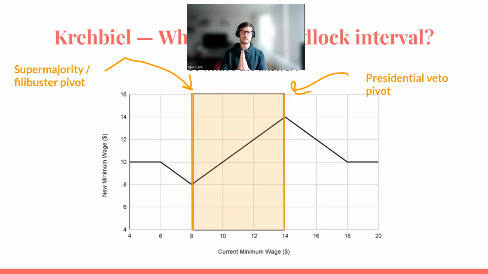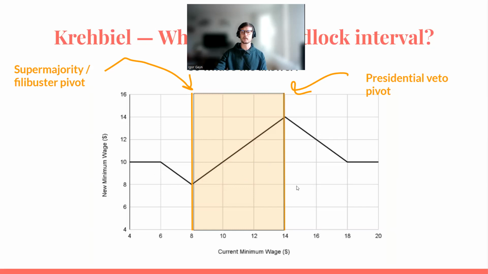This is the set of status quo minimum wages represented on the x-axis. It's the set of minimum wage status quos for which policy will not change, for which even if a new bill is proposed and voting happens and the president decides whether to veto or not, even if all that stuff happens, the policy will not change. It will remain at the status quo. So that'll happen for an $8 minimum wage, a $9 minimum wage, a $10 one, an $11 one, a $12 one, and so on and so forth, right? This middle orange section is the gridlock interval.